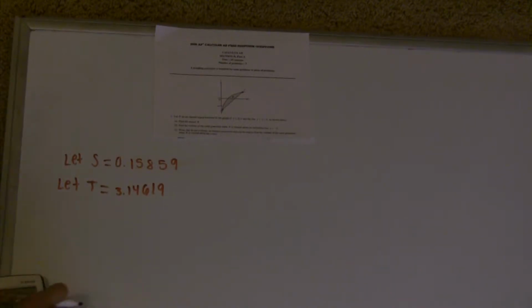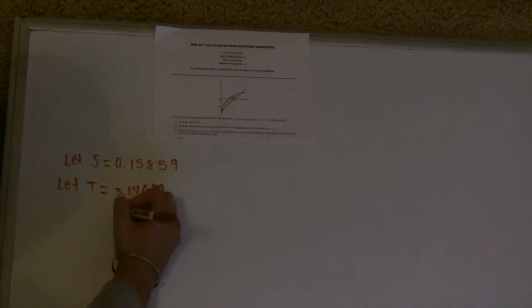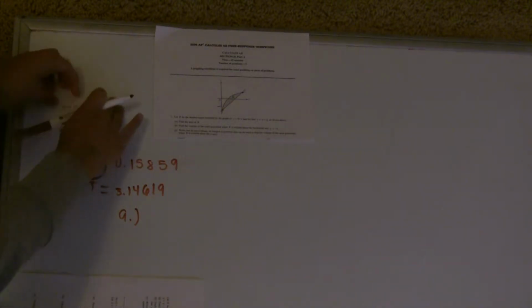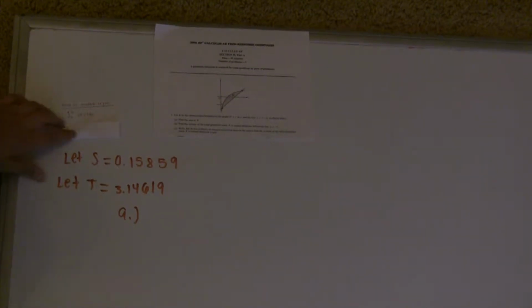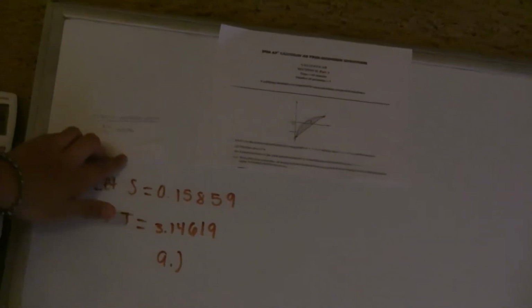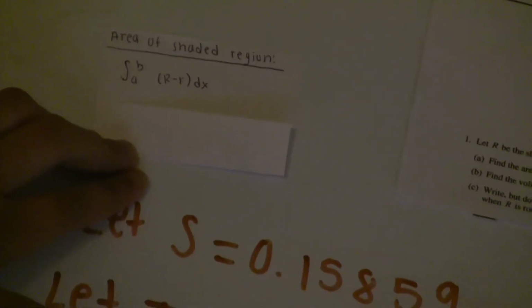So let's go back to A. A says to find the area of R. Again, we need to know the formula of a shaded region. I have the formula right here on a post-it note, and the formula is the integral from a to b of big R minus little r dx. Remember to always put your dx in because it is part of the formula. Don't ever forget it because you will be docked points.